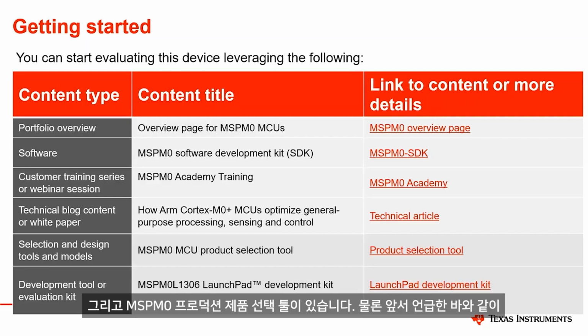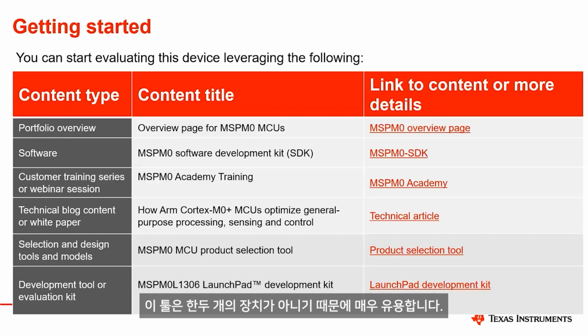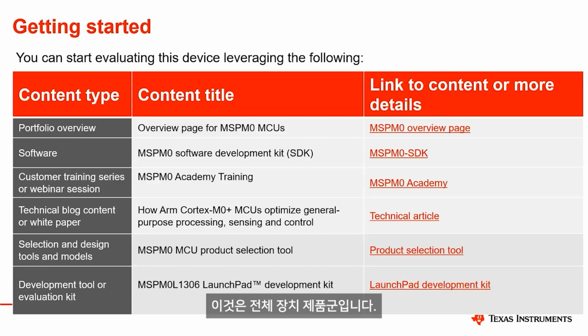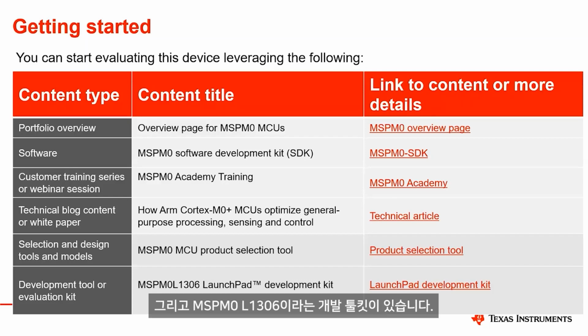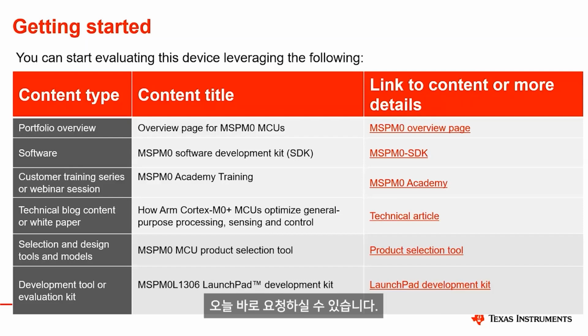Then we have the MSPM0 product selection tool, which is really helpful because, as I mentioned, these are not just one or two devices. This is a whole family of devices. So it's really helpful for picking and choosing which parts make sense and are best for your design. And then we have our development kit, the MSPM0L1306 LaunchPad, which you can request today.